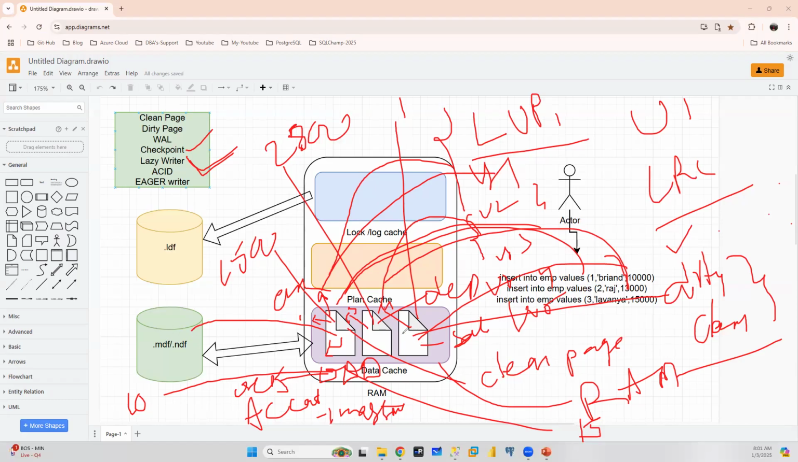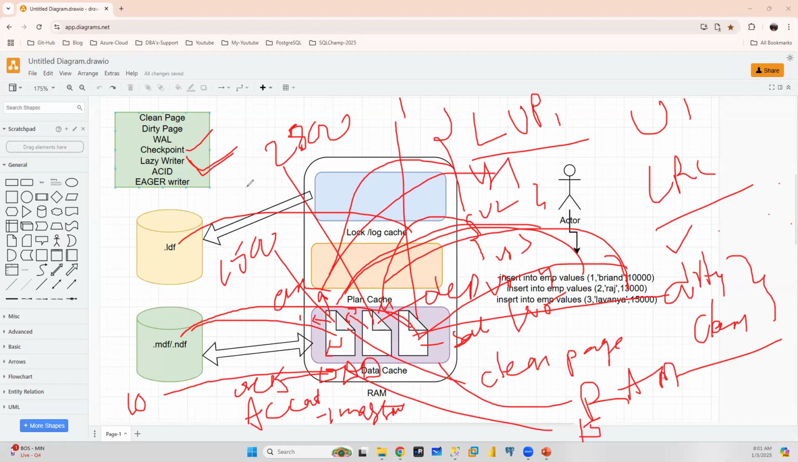Whatever changes you made in the buffer will first be written to the MDF or NDF file. Before that, it will move the log changes to the LDF file. You see, the lazy writer is also doing whatever the checkpoint is doing. What is the checkpoint doing? The same thing. Whenever a checkpoint triggers, the dirty page information moves to the MDF file. The lazy writer is also doing the same thing, a very important point.